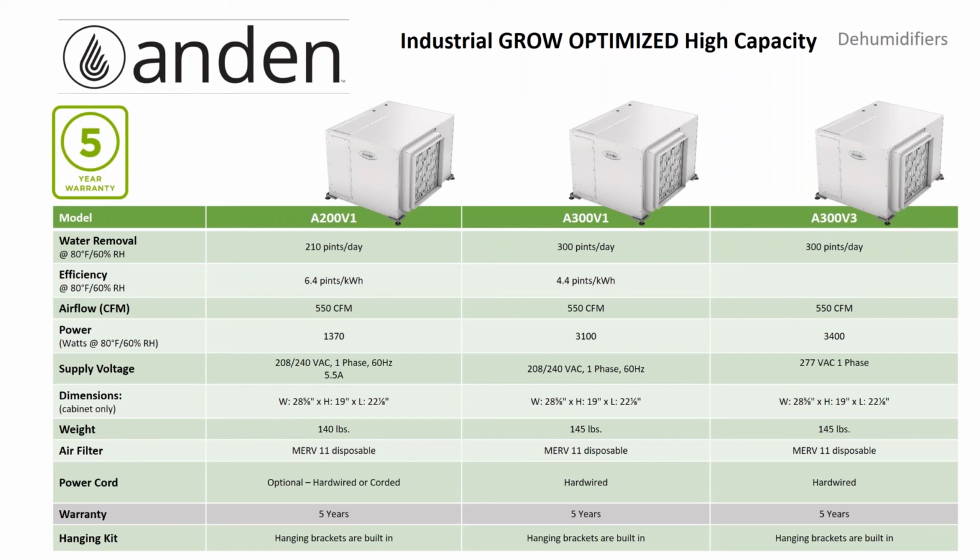Some people use the commercial line for their grows. They got 277 going to their lights, and it's easy for them to put dehumidifiers on 277. Some people run 240, and they'd rather put dehumidifiers on 240.